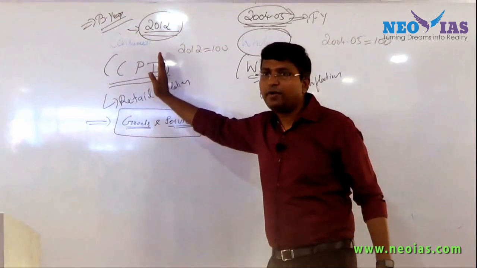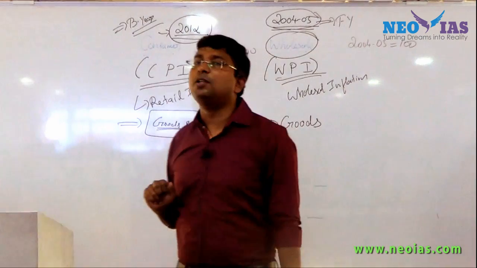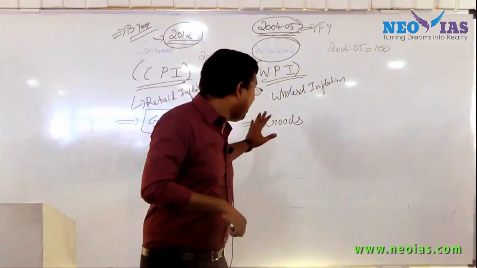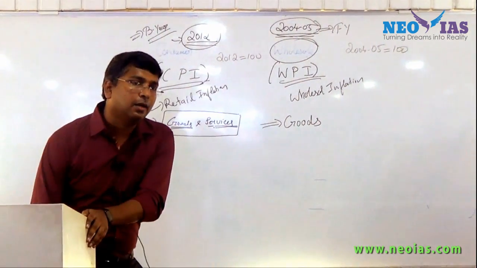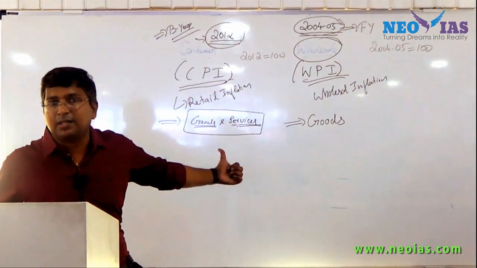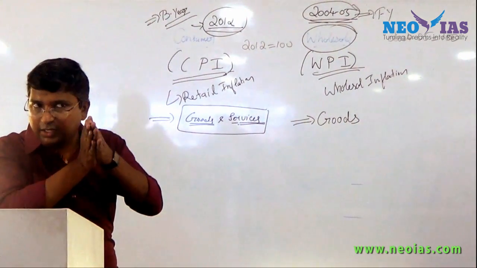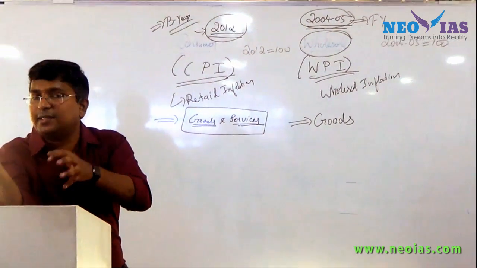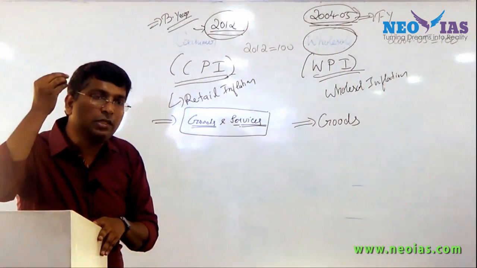So this is the most important point. Goods and services are included while constructing consumer price index. Goods only are included while constructing wholesale price index. There is a basket of commodities. Services are not there under wholesale price index, but goods and services are included under consumer price index. Now try to understand, this index is constructed based on a basket of goods, and consumer price index includes goods and services.